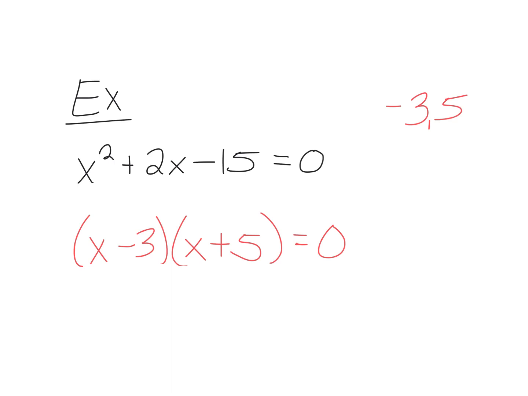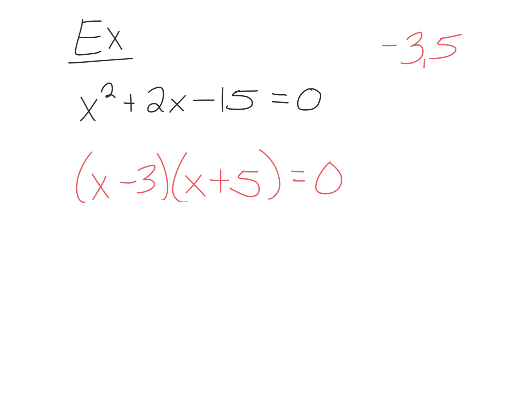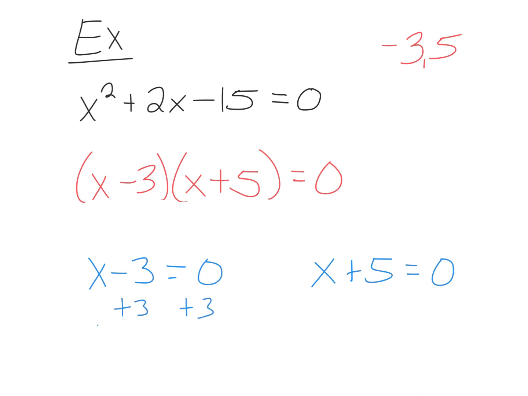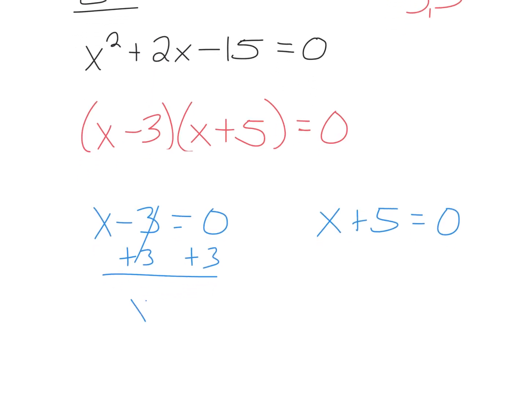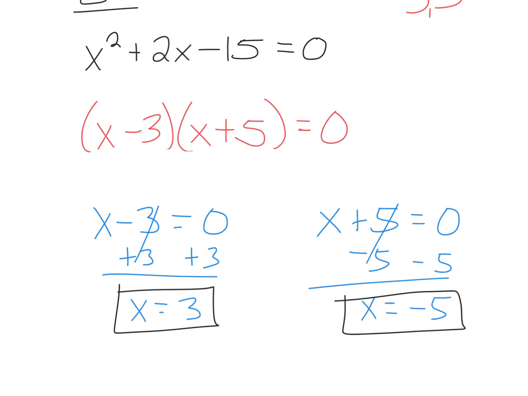So I'm going to take x minus 3 equal to 0. And I'm going to take x plus 5 equal to 0. Now they're simple one-step problems, right? On the left one, x minus 3, how do I get x by itself? Add 3. So what do I get for my x value? 3. x equals 3. What do I do on the x plus 5? Subtract 5. So we have x equals negative 5. So on these problems, you're going to have 2 answers.